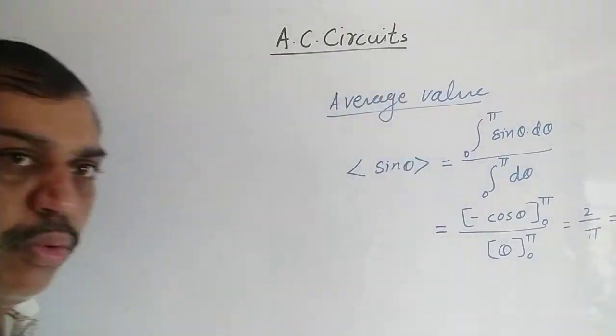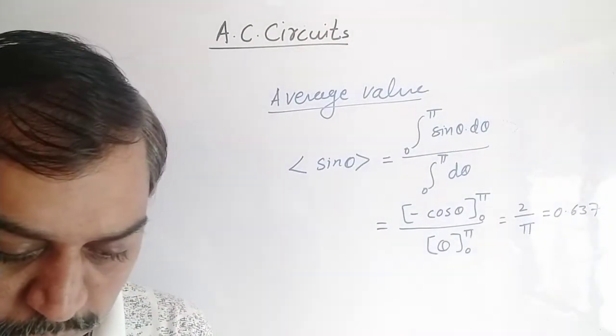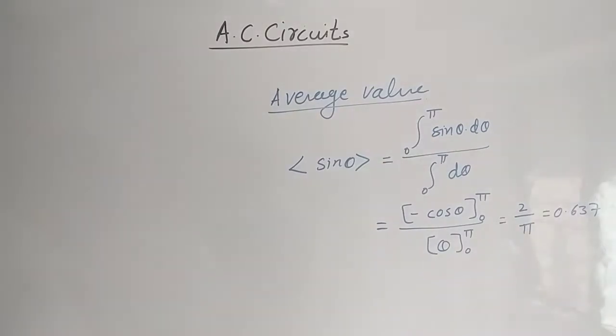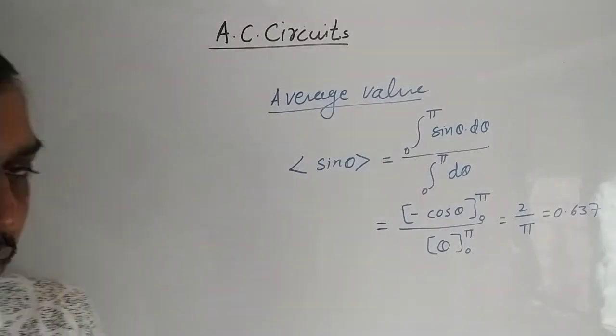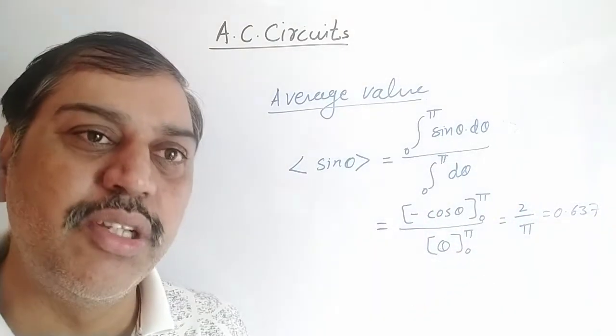0.637. 2 divided by pi comes to be 0.2637. Now maybe you understand this. Some of you might have a question about how this value comes to be 2 by pi. We will see this now.